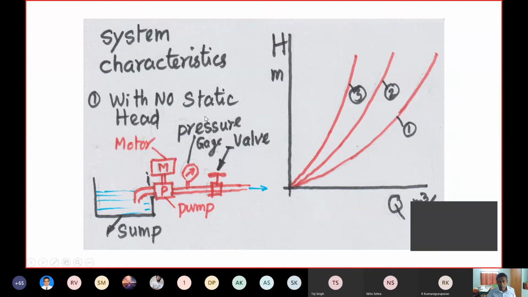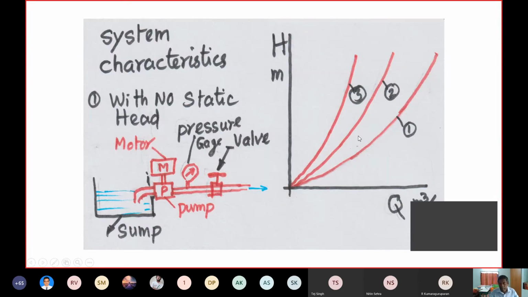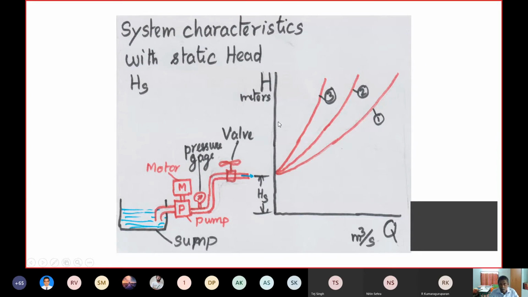Earlier we had seen 3 pump characteristics for different speeds. So now you have 3 system characteristics. This is another set of system characteristics.